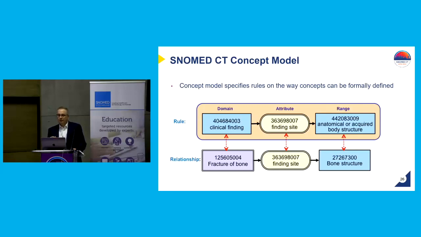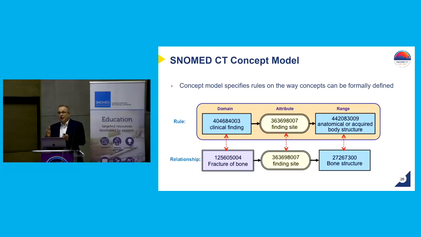So, for example, in the domain of clinical finding, we can have an attribute called finding site. But in the procedure hierarchy, we have something called procedure site. You can't use a procedure site against a clinical finding. You can't use a finding site against the procedure. You have certain attributes for certain domains because it doesn't make sense if you use them for the other domains.